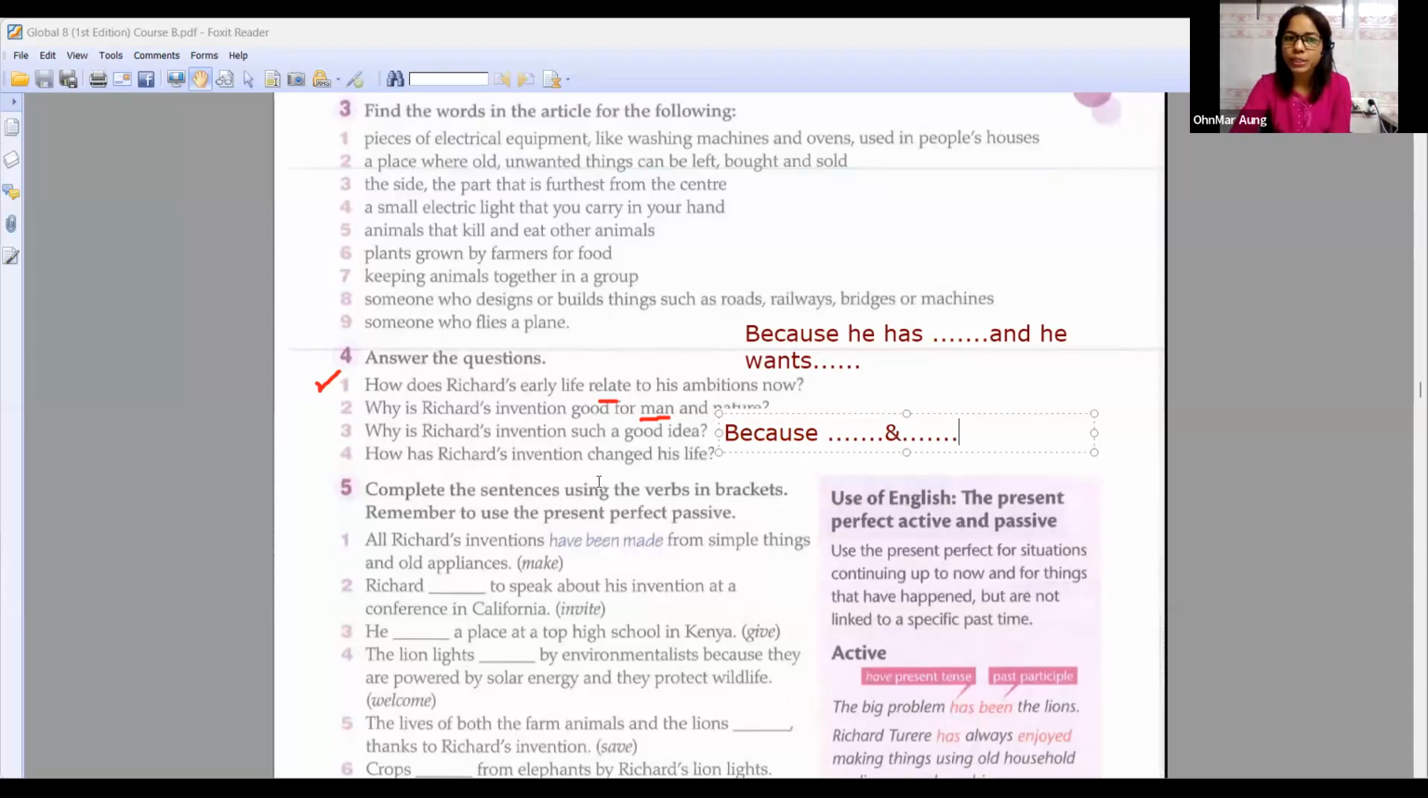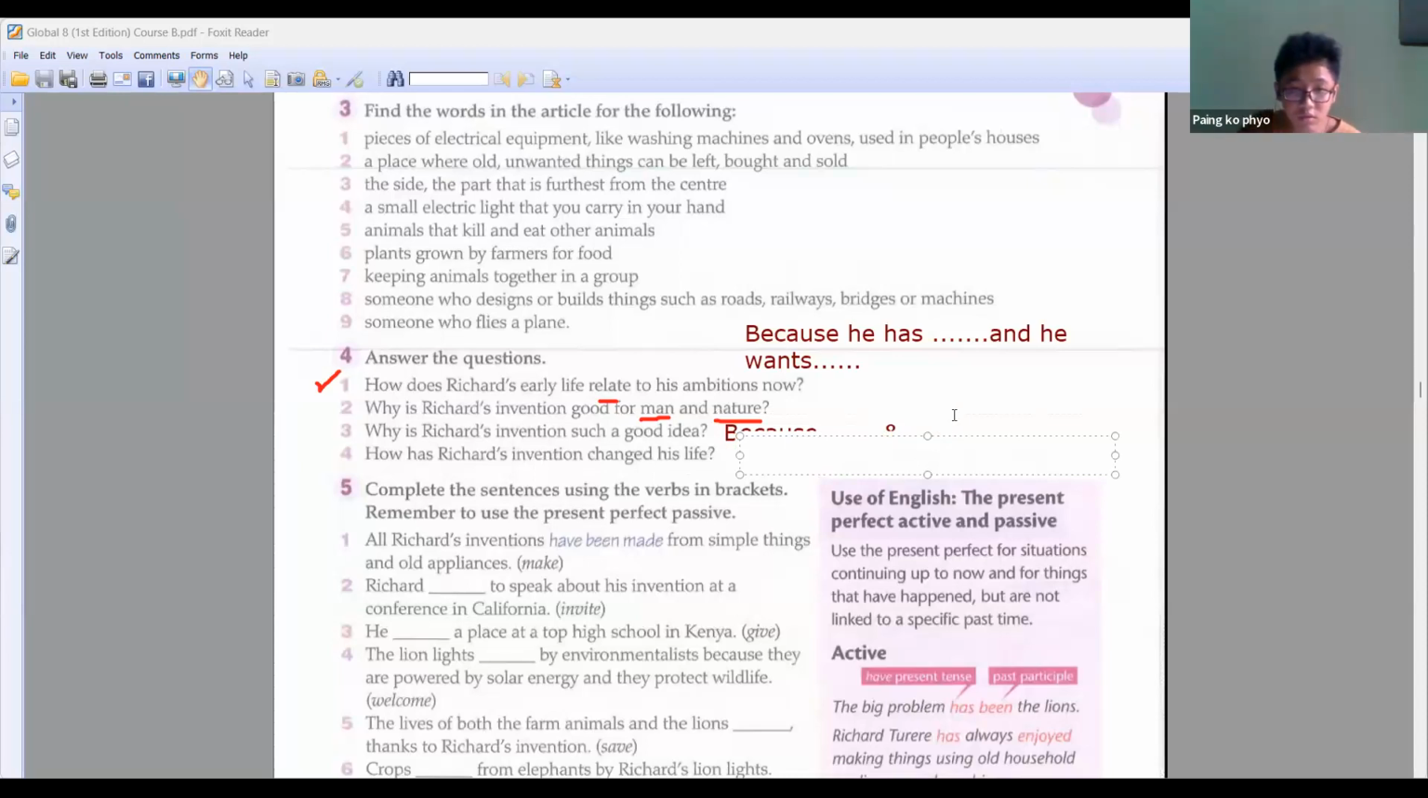Number four, how has Richard's invention changed his life? Because of his invention, what benefits did he get? Richard has been offered a scholarship at one of Kenya's top schools, to be an engineer and a pilot.